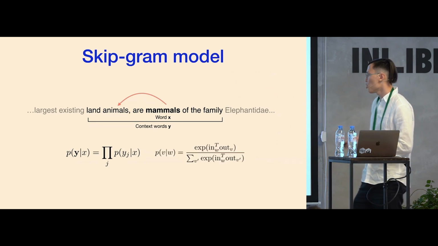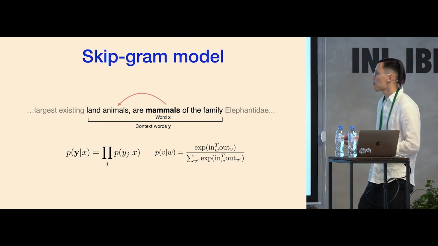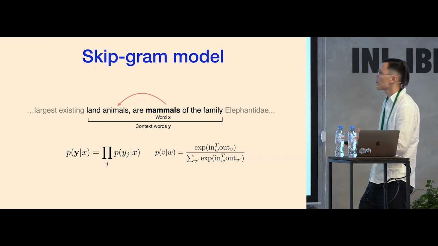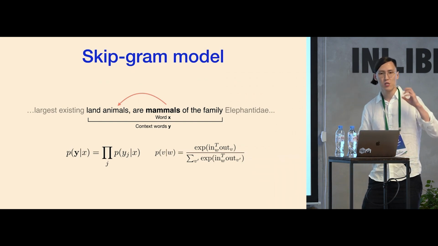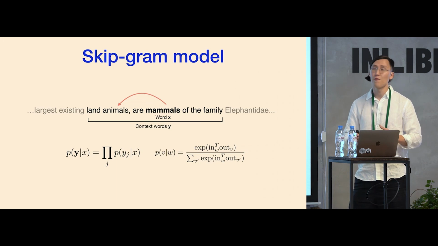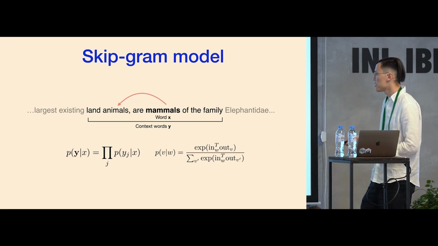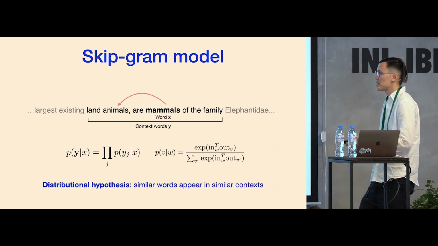And the prediction model is again very simple. It's just a softmax. Basically, the probability of a word in the context of another word is proportional to the exponentiated dot product between the input embedding of the current word and the output embedding of the context word. So we apply this formula for every context word, ignore the order, and this defines the model.